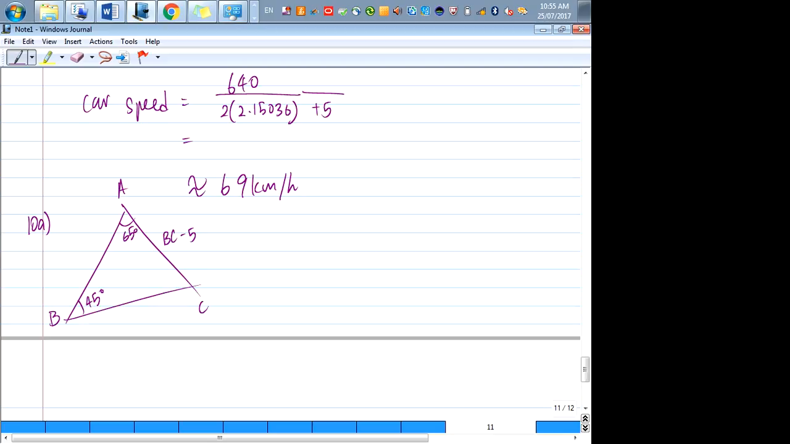So in this case, I have two angles and one side. I know I'm going to use my sine rule. The sides that I'm interested in will be BC, and over here BC minus 5, with 65 degrees and 45 degrees. Forming an equation using our sine rule, we will have BC over sine 65 degrees equals BC minus 5 over sine 45 degrees. Then just make BC the subject.